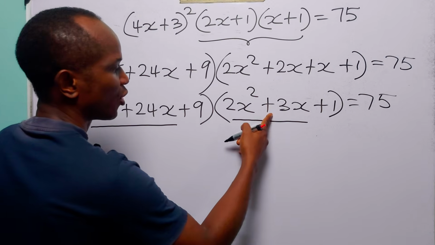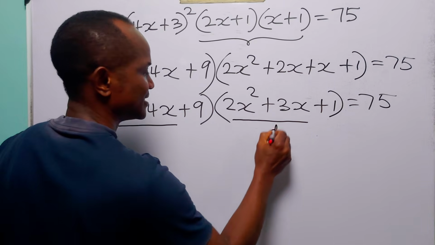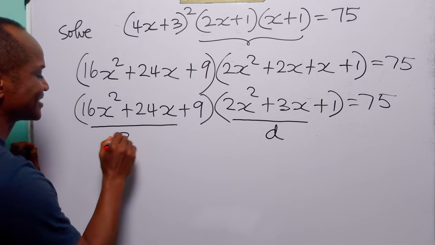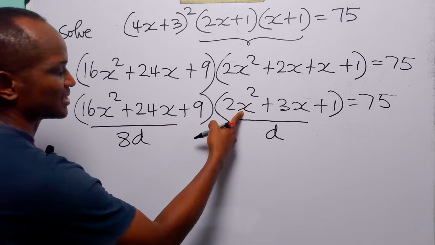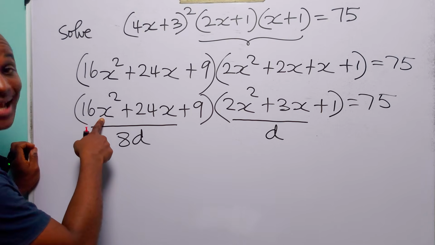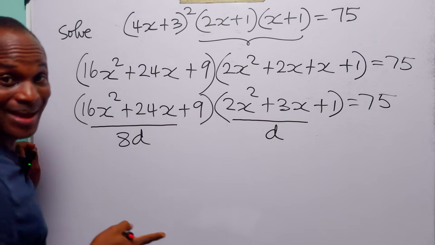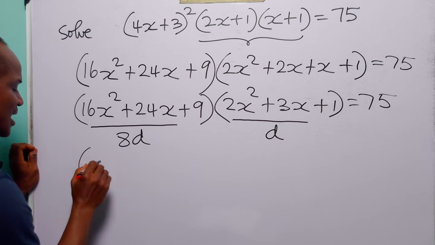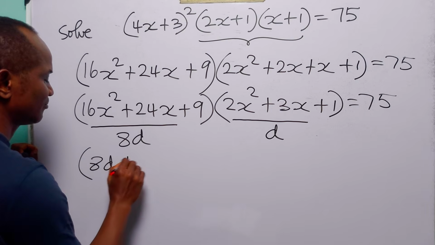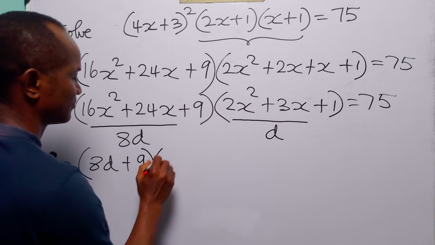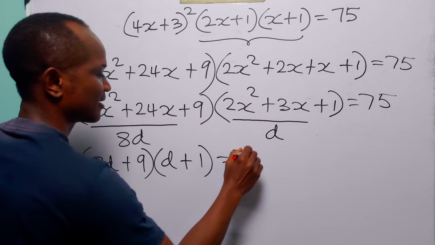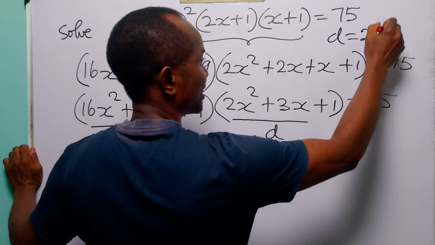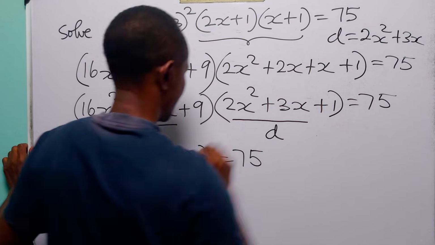Now notice that if we call 2x squared plus 3x d, then 16x squared plus 24x is going to be 8 times d. Because when you multiply 2x squared by 8, you get 16x squared. And when you multiply 3x by 8, you get 24x. That means that we can now write the left-hand side of this equation as 8d plus 9 times d plus 1 is equal to 75, where d is equal to 2x squared plus 3x.